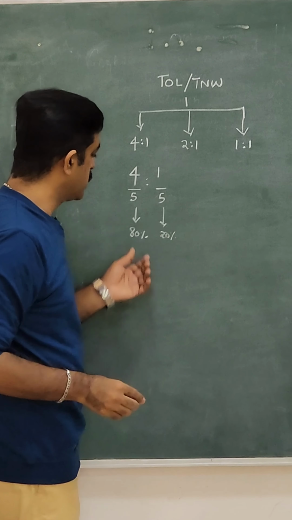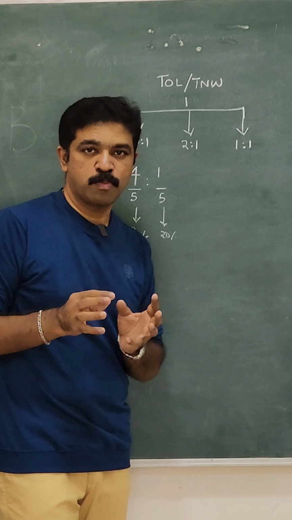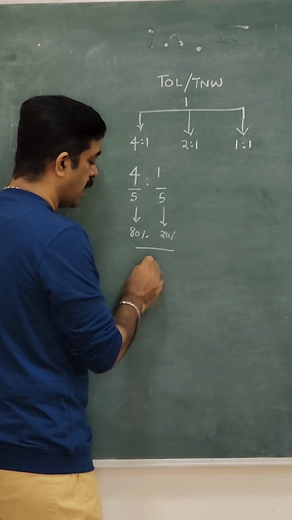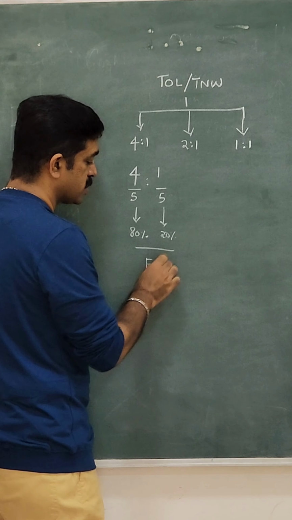So this business is predominantly run with the support of outsiders' funds. So this business has higher financial risk. Financial risk is very high.